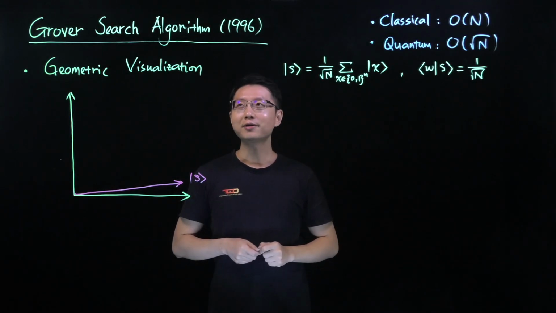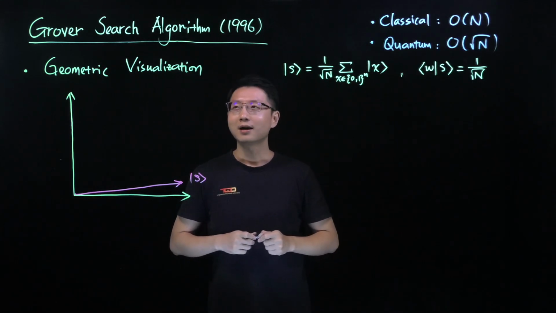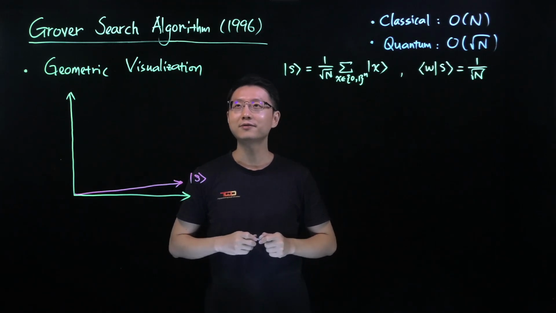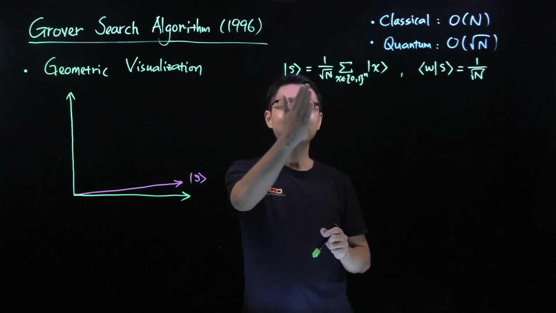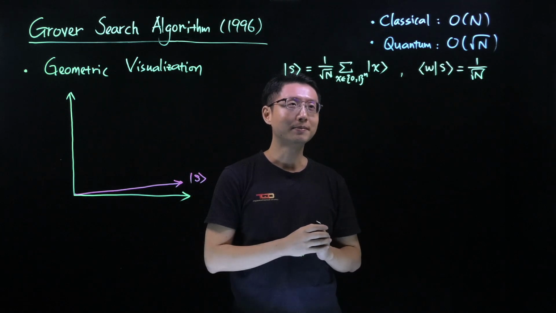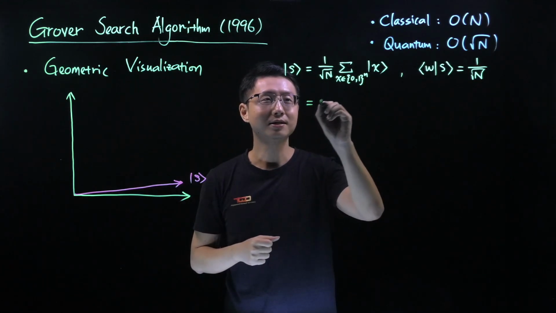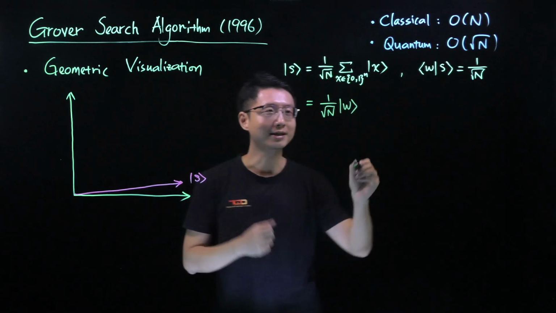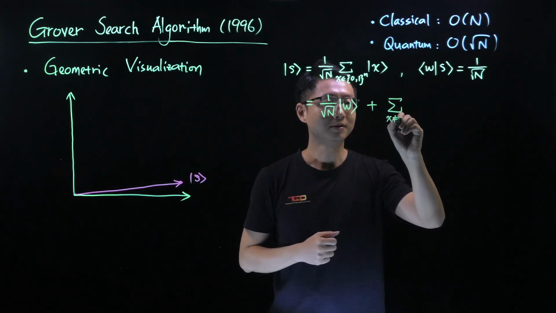Before we look at the implementation of the algorithm and its quantum circuit, I would like to show you a geometric visualization which helps us to intuitively understand this algorithm. To see that, let's remind ourselves that in this equal superposition state, there is the state W, which is of our interest, and all the rest. So let me call that x not equal to W.